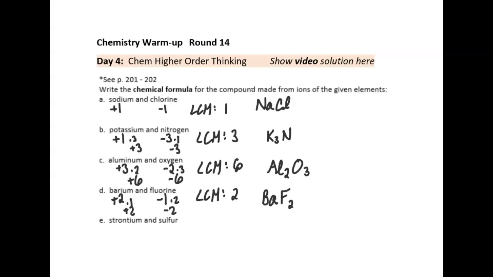Finally, strontium and sulfur. Strontium is in group 2A. It creates a positive 2 charged ion. Sulfur is in group 6A. It creates a negative 2 charged ion. Observe how positive 2 and negative 2 are already opposites of each other. We only want to have one of each of them because they're already opposites of each other.